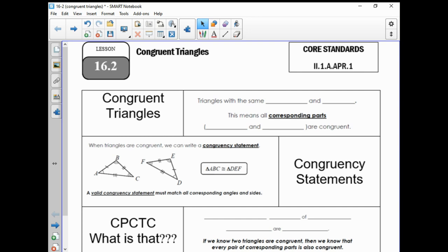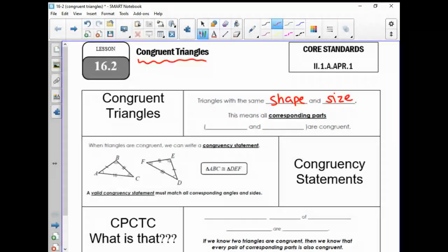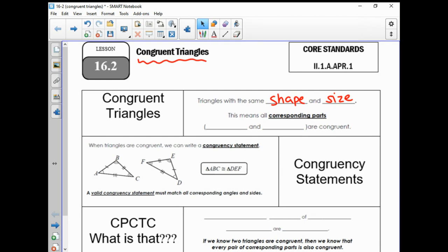All right. In this lesson, we're going to be talking about what it means to have congruent triangles. So we're going to start off with just a few notes. If you have two triangles that are congruent, it means that those triangles have the same shape and the same size. Okay, so they pretty much look exactly the same. This does mean that all the corresponding parts are congruent.